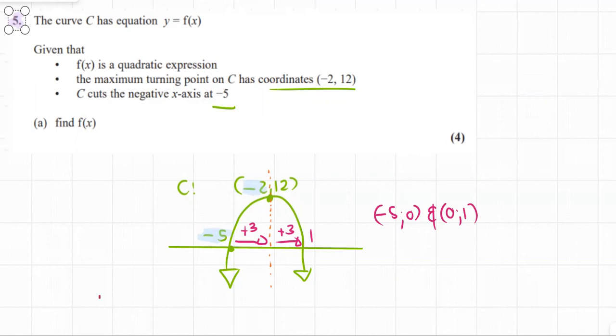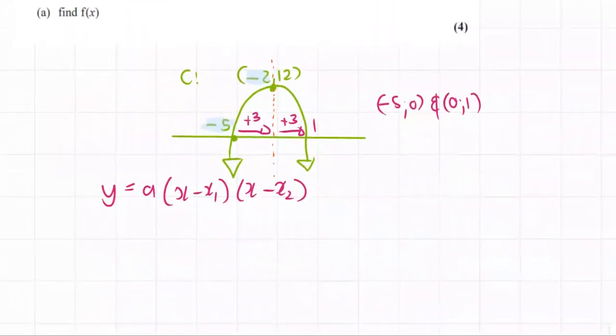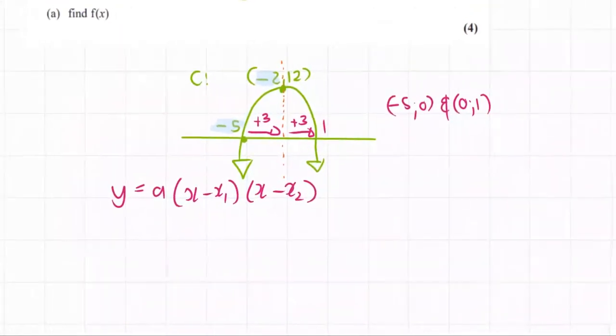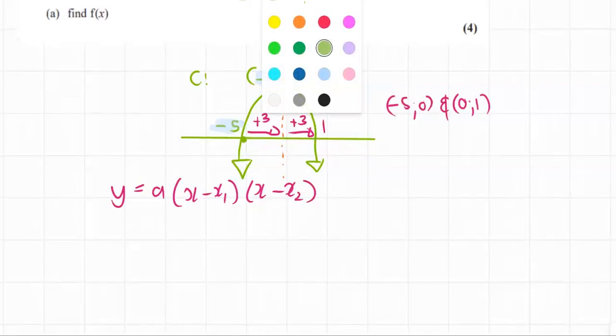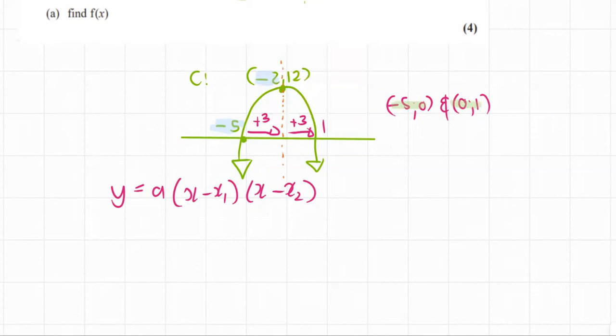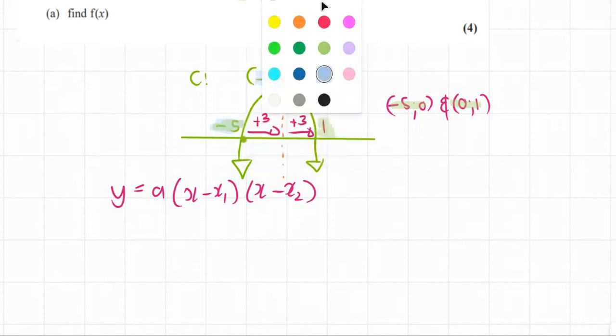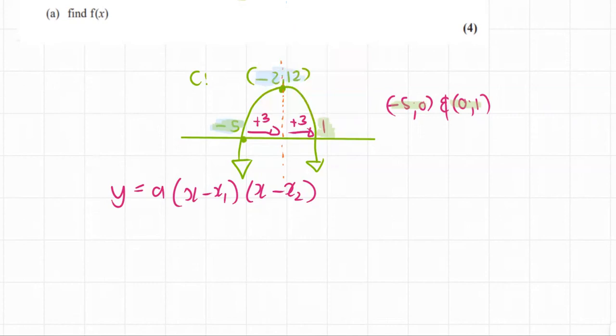Now, the x-intercept form was y equals a, don't forget the a, (x minus the x of x-intercept 1)(x minus the x of x-intercept 2). So let's sub everything we have into this. Our x-intercepts are here and here, and then we have our turning point, up here in light blue. The turning point is going to be the point that we sub in for y and x.